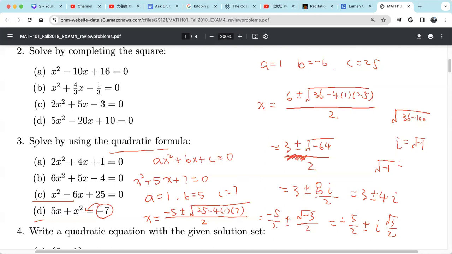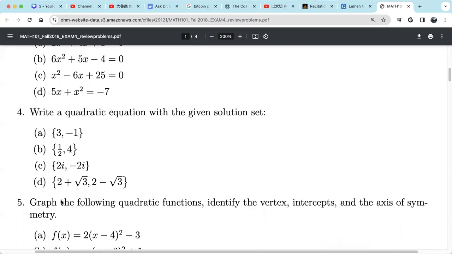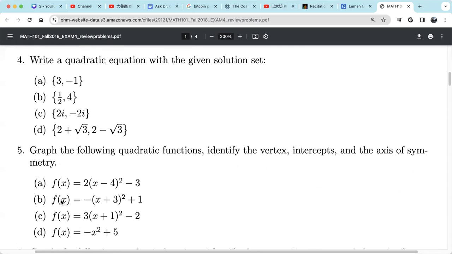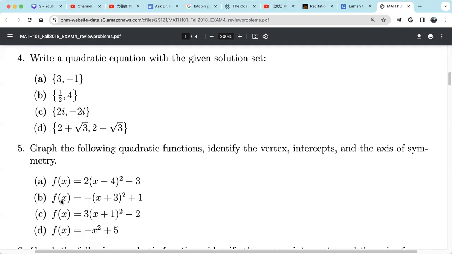All right, let's clean this. All right, so I'm going to take a break, then keep going with 4 and 5.